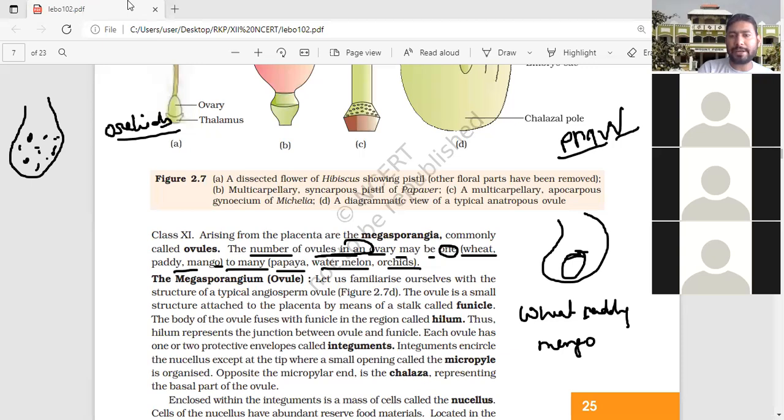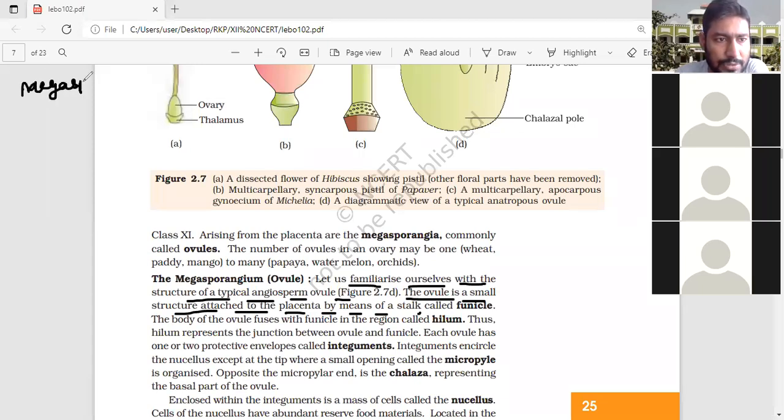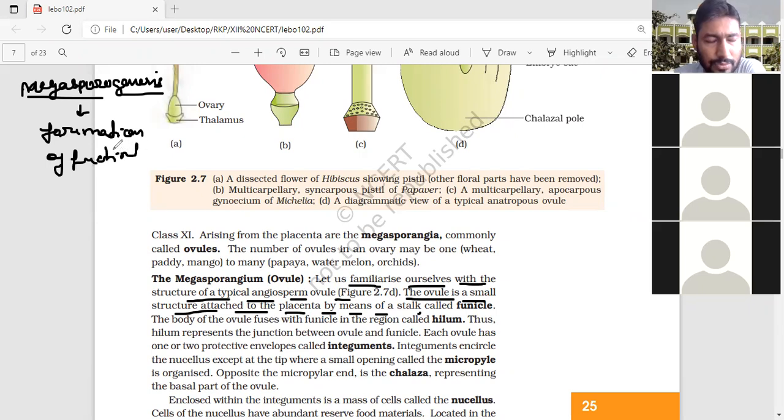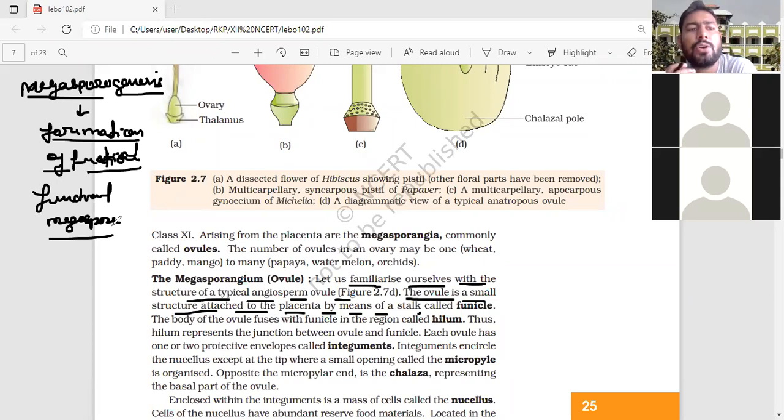Very good. Now, the megasporangium I told you is also called the ovule. Let us familiarize ourselves with the structure of a typical angiosperm ovule. The ovule is a small structure attached to the placenta by means of a stalk. Now look at another phenomenon known as megasporogenesis: the formation of functional megaspore. Formation of functional megaspore is called megasporogenesis.